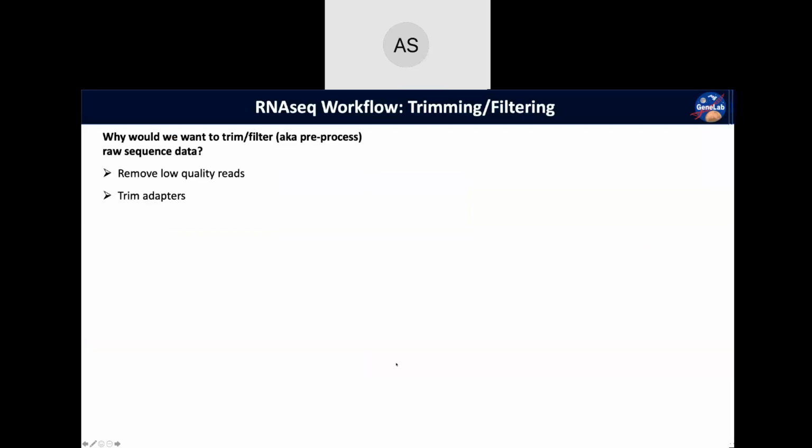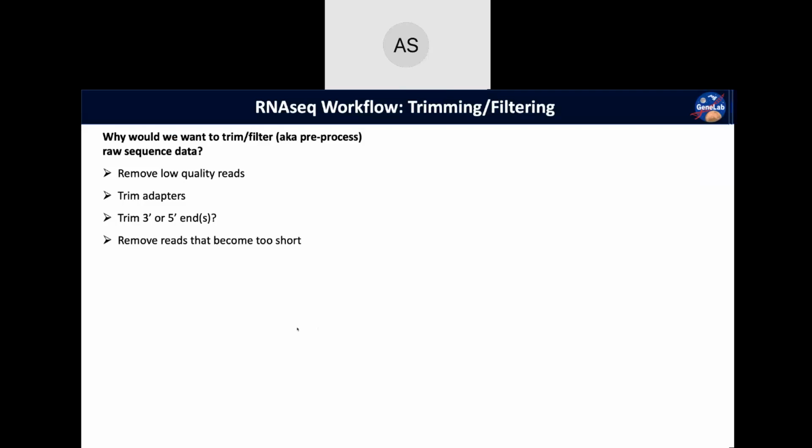I guess we kind of went over this. So why would we want to trim or filter our data? Trimming and filtering is also known as pre-processing the data. So we want to remove those low-quality reads. We want to trim adapters. If you recall from looking at the quality of the base pairs from the start of the read to the end of the read, the start of the read is slightly lower, not too bad, but then really at the end of the read, we see a falling off of the quality. So some people will actually just go ahead and trim the start and or the end of their read. We don't do that at GeneLab, but some people just do it automatically.